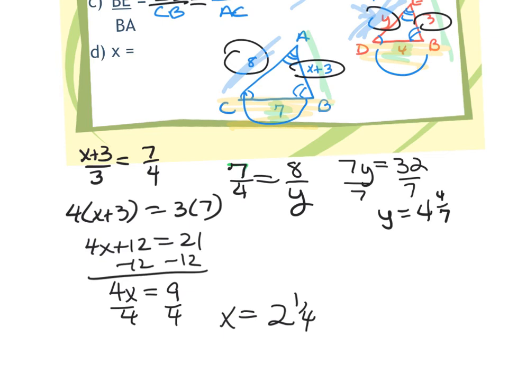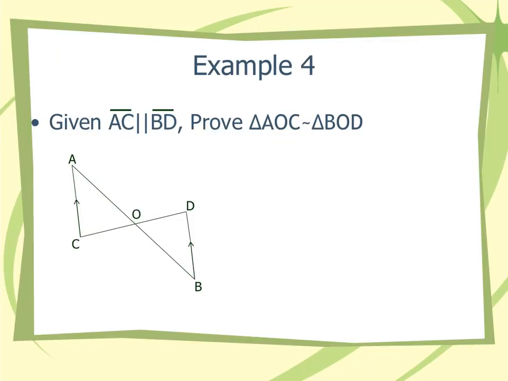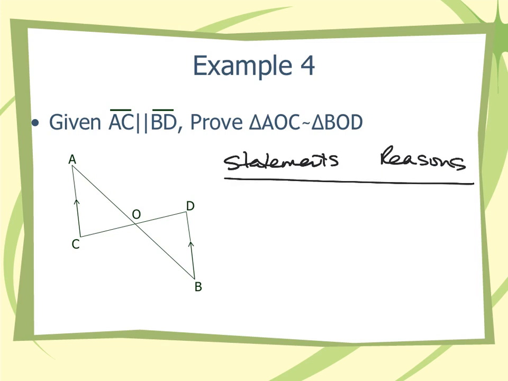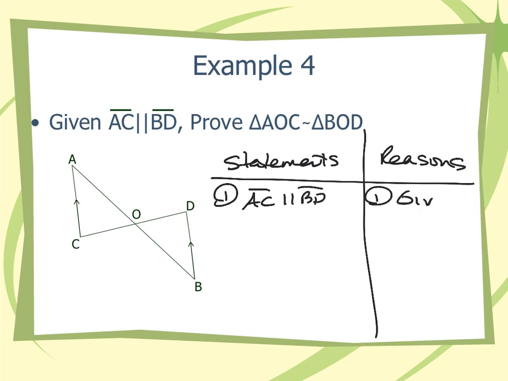Nice and easy proof. Okay, so again, we're back to 2-column proofs. Statements, reasons. Number 1, I'm going to state my given. AC parallel to BD. And that was given.